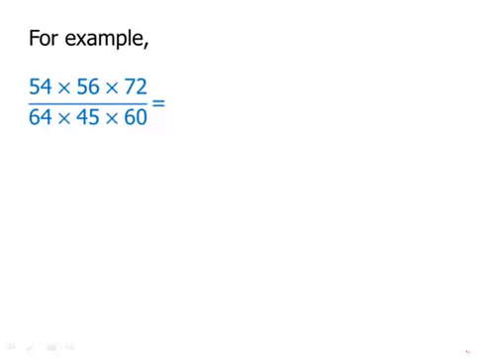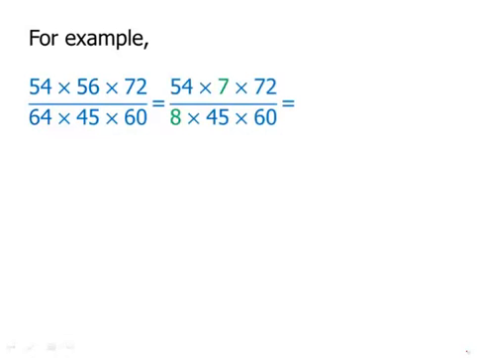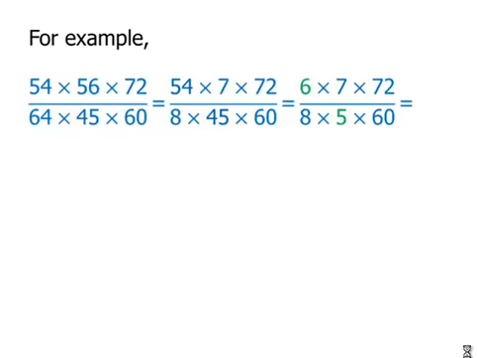As long as we're remembering, we can cancel any part of the numerator with any part of the denominator. So, I'm going to cancel a factor of 8 between the 56 and the 64. They're going to go down to 7 and 8. Then I'm going to cancel a factor of 9 between the 54 and the 45. They're going to go down to 6 and 5. Then I'm going to cancel a factor of 12 between the 72 and the 60. They're going to go down to 6 and 5.